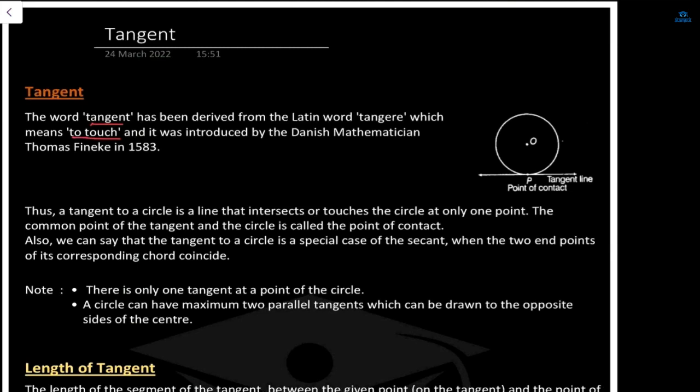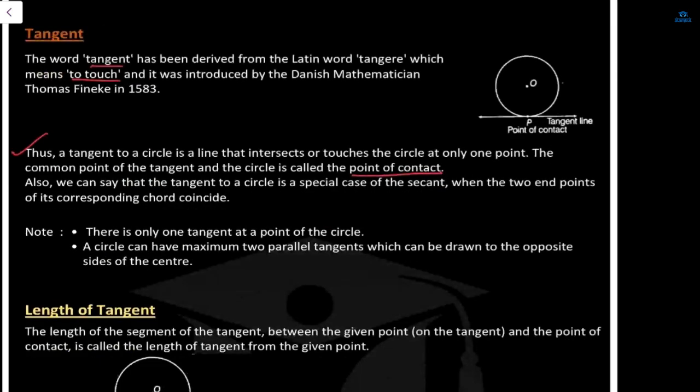I'm writing a definition here. A tangent to a circle is a line that intersects or touches the circle at only one point. The common point of the tangent and the circle is called the point of contact, the point where the circle and the line meet. We can also say that a tangent to a circle is a special case of a secant, because a secant touches the circle at 2 points. Special case of secant means both the points are colliding, and then this is called the tangent.